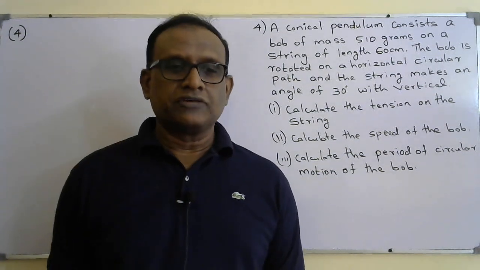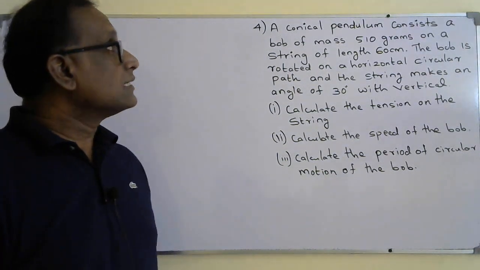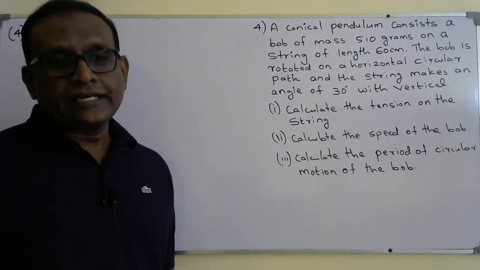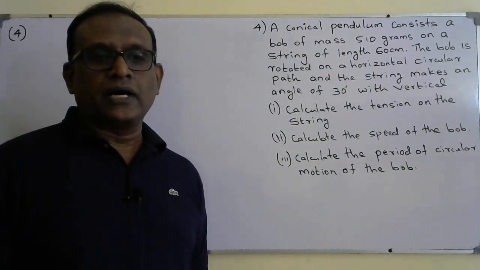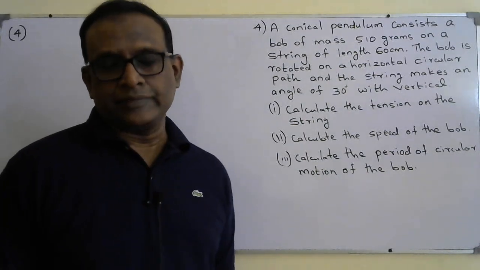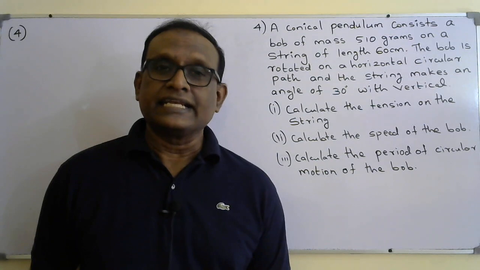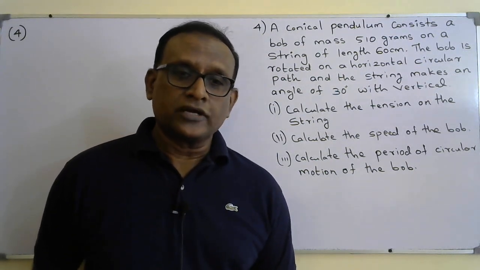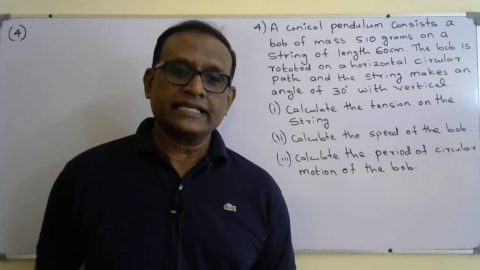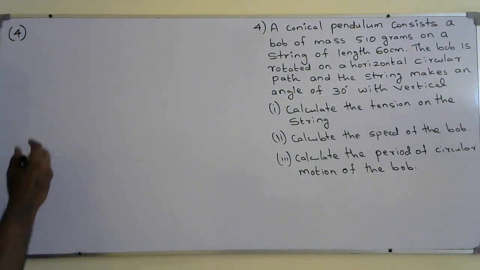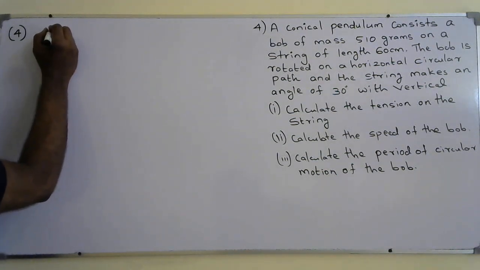Okay, so this is the fourth question on conical pendulum. A conical pendulum consists of a bob of mass 510 grams on a string of length 60 centimeters. We need to assume the string is light and inextensible. The bob is rotated on a horizontal circular path and the string makes an angle of 30 degrees with the vertical. First we'll draw a rough diagram for the conical pendulum.